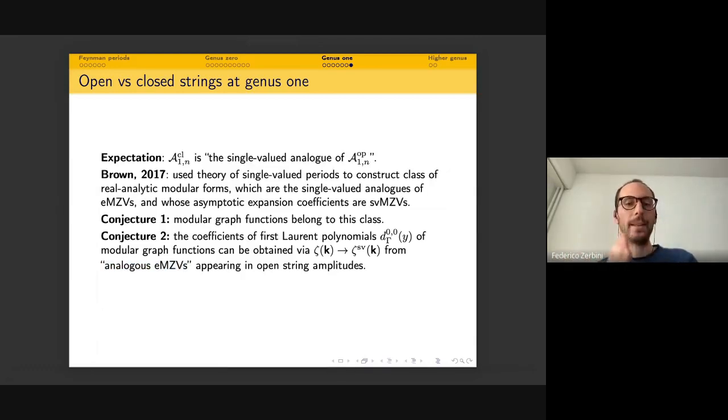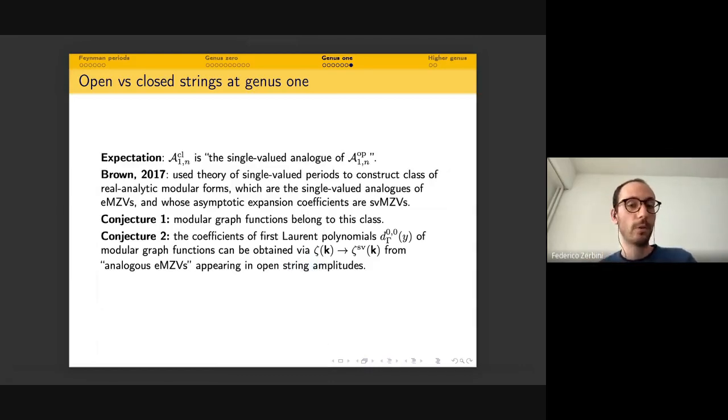You just apply term by term the single-valued map from genus 0. So whenever you have a multiple zeta value, you transform that to a single-valued multiple zeta value, and that's it. And quite incredibly, this genus 0 version of the story seems to work very well.